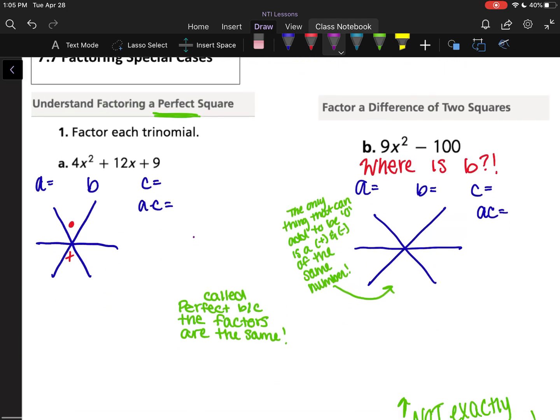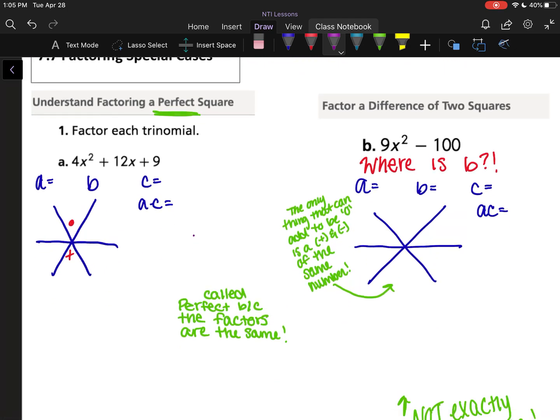Our last two examples here are some special cases. The first one's going to be a perfect square. So let's start factoring it like we usually would. A is 4, b is 12, c is 9. So a times c would be 36. Let's fill out our snowflake. 36 and 12. That'd be 4x, 4x.